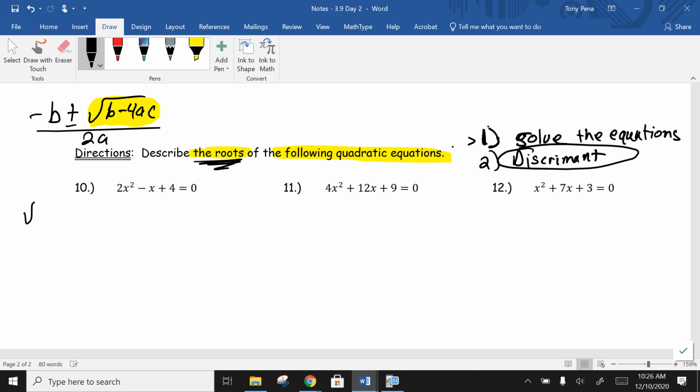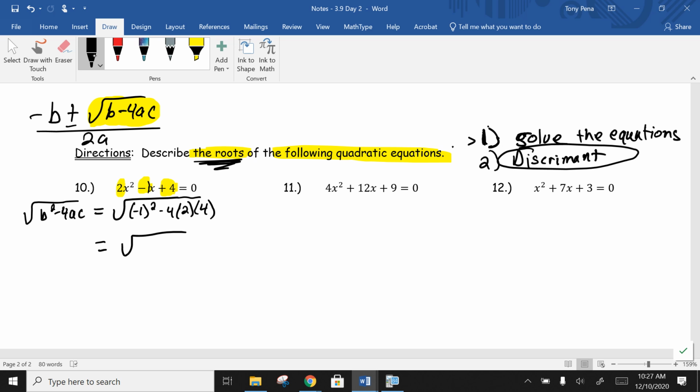So if we just do b squared minus 4ac, and just worry about that, let's plug in using this equation. So b, notice how there's a negative 1 in front of the x. So the b has to be a negative 1. So I would just do a negative 1 squared minus 4. Our a is a 2. And then our c has to be this 4. So if I ask you for the discriminant, that's the only part you're going to be doing.